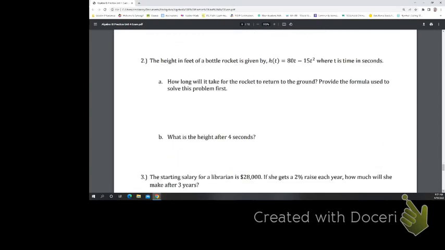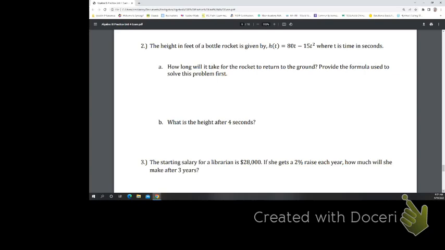Again, you only need to answer 2 of the questions on this page, but if you choose 1 or 2, you need to do A and B. Or if you want to do A of one and B of the other, something like that.